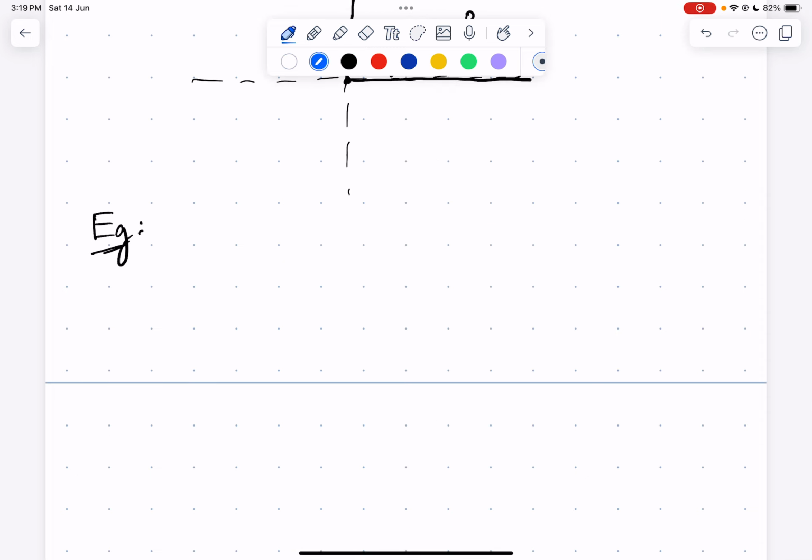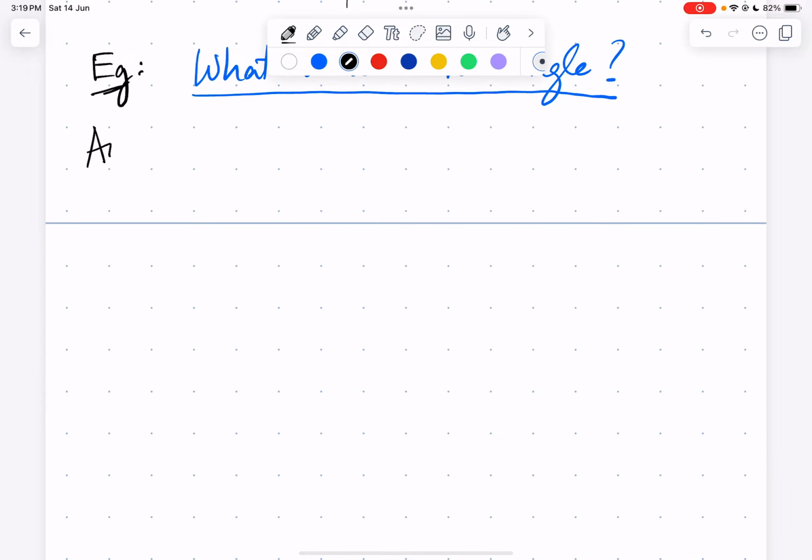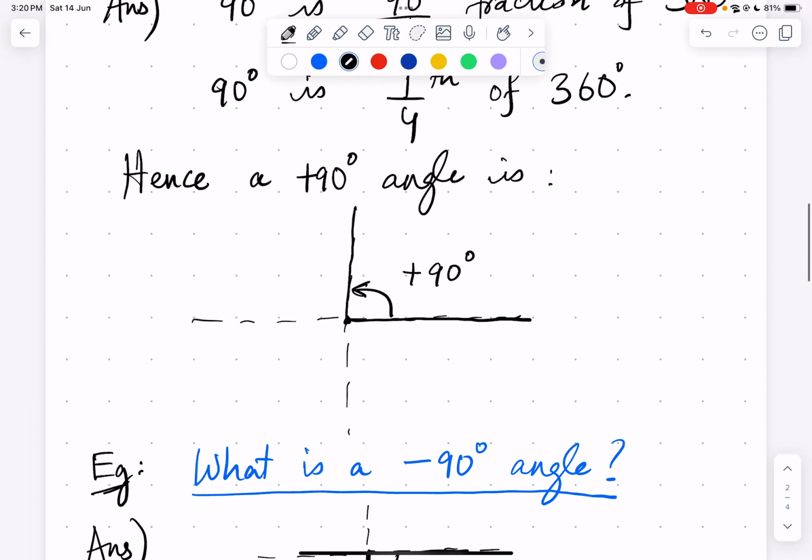Similarly, what is a minus 90 degree angle? So it's just a difference in sign, that is a difference in the direction of rotation. So a minus 90 degree angle is this. You have a full angle and so 1/4 of the full angle, but you're rotating in the clockwise direction, in the negative direction. This will make a minus 90 degree angle. Okay, so this angle is a minus 90 degree angle and the above angle is a plus 90 degree angle.